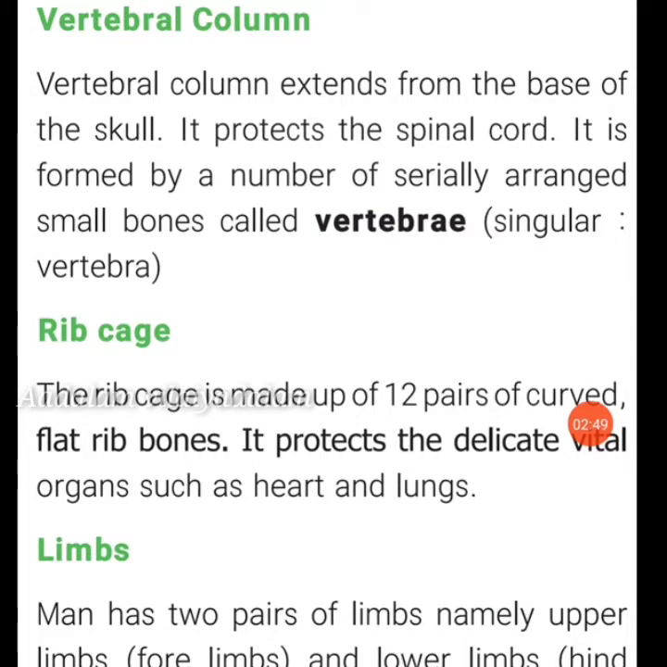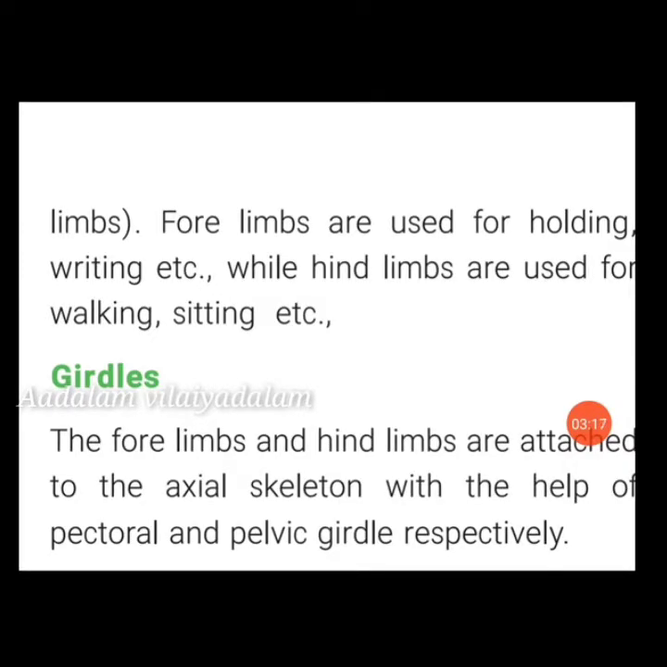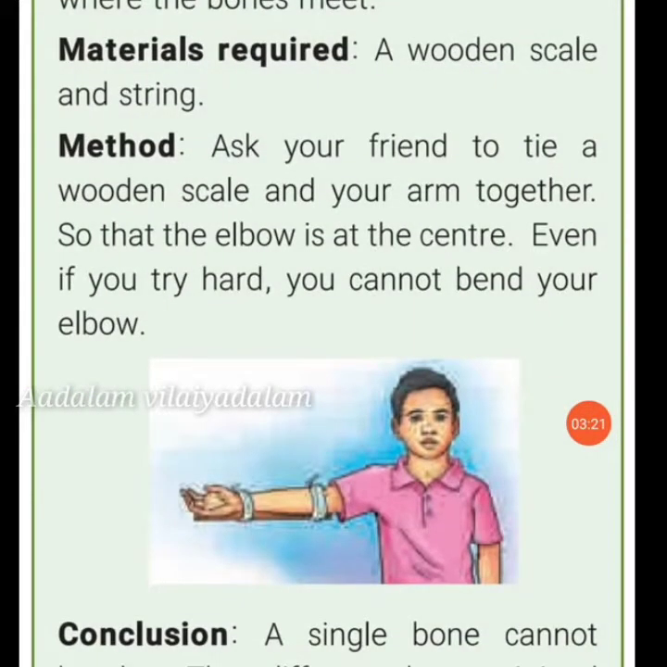Limbs. Man has 2 pairs of limbs, namely upper limbs and lower limbs. Upper limbs are called forelimbs, and lower limbs are called hind limbs. Forelimbs are used for holding, writing, etc., while hind limbs are used for walking, sitting, etc. Girdles: the forelimbs and hind limbs are attached to the axial skeleton with the help of the pectoral and pelvic girdles respectively.